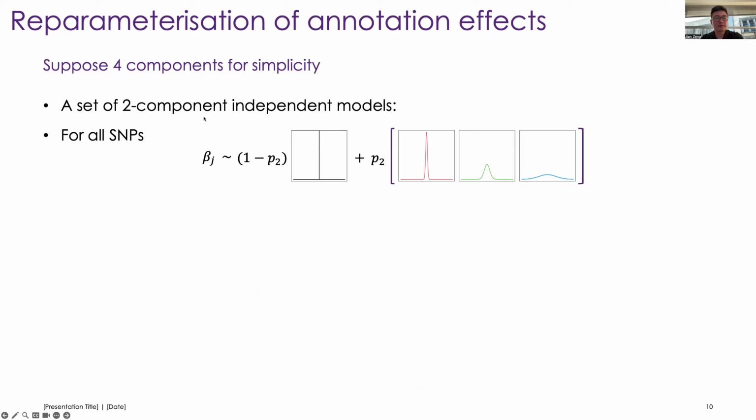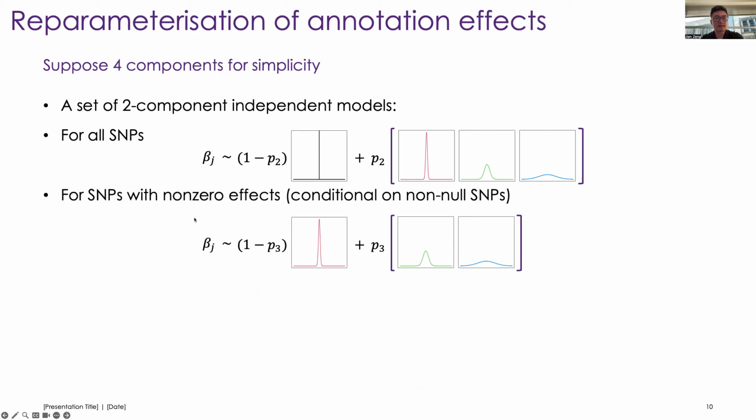Specifically, instead of putting the annotation on the pi values, we construct a set of two-component independent models. For all SNPs, we ask whether the SNP should have a zero effect or non-zero effect. And this P2 is the probability that the SNP has non-zero effect. And for the SNP with non-zero effect, we further ask whether the SNP should have a small effect size or at least a moderate effect size. And this P3 is a conditional probability given the SNP is non-zero. What is the probability to have a non-small effect size?